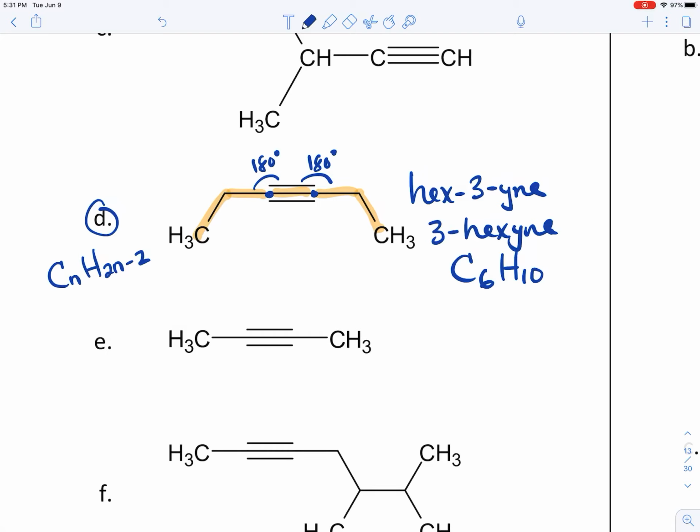So this guy's formula, 2 times 6 is 12, take away 2 is 10, C6H10. If you want to prove that to yourself, this carbon would have 2 hydrogens attached, this carbon would have 2 hydrogens attached, this carbon and this carbon already have 4 bonds, so they don't get any hydrogen atoms. So there's going to be 3 plus 2 is 5, plus another 5, there are 10 hydrogen atoms in that molecule.